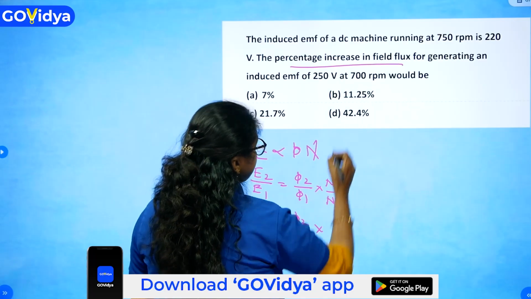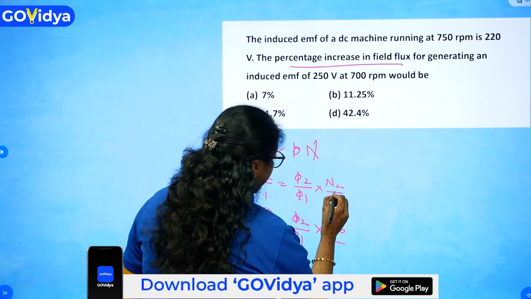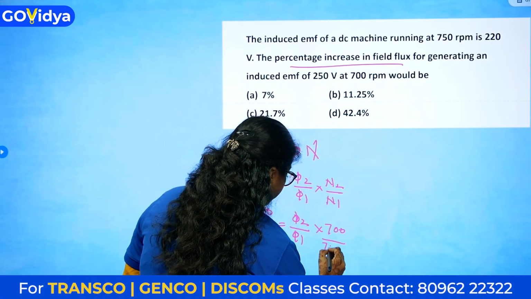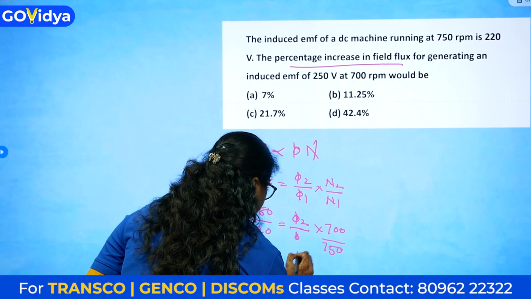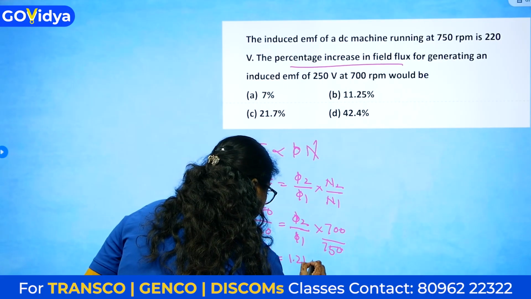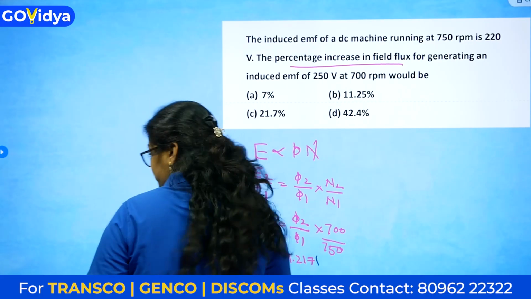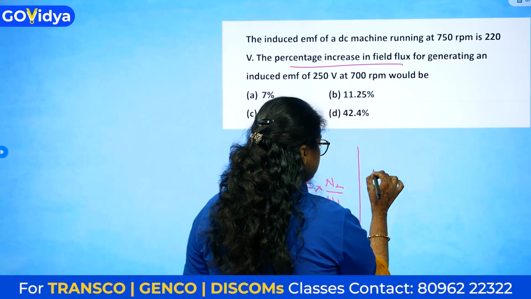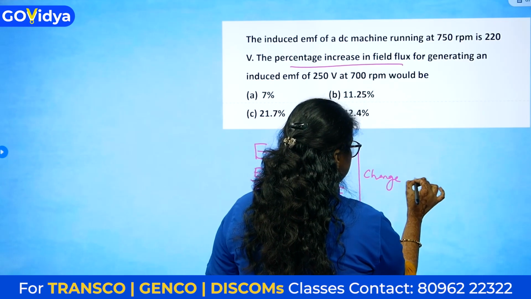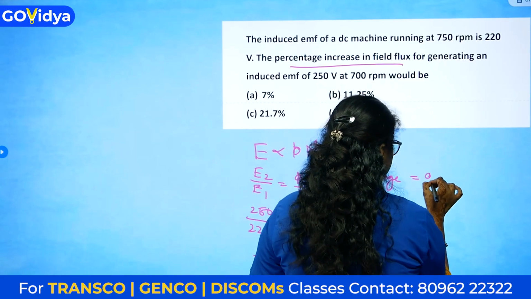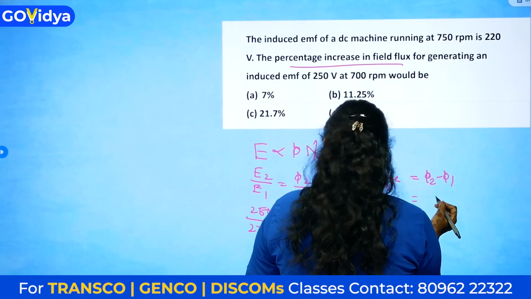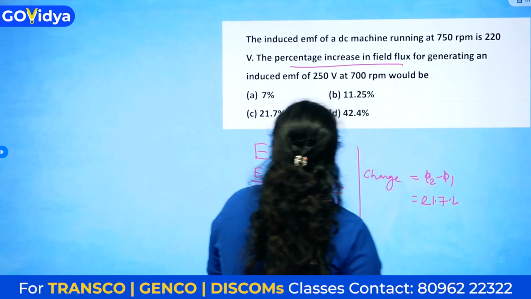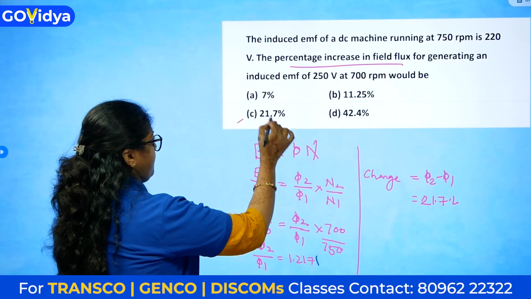The speed is 700 RPM, so N2 is 700, N1 is 750 RPM. This is phi 1, 1.2177. So we have to calculate the percentage change, nothing but phi 2 minus phi 1. So we will get around 21.7%. So the option C matches with that.